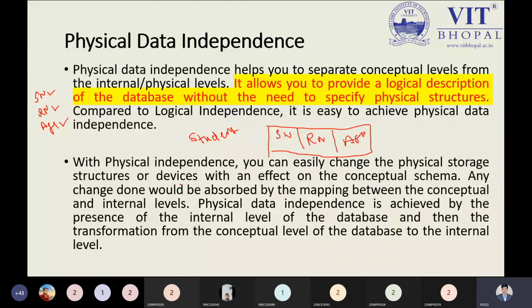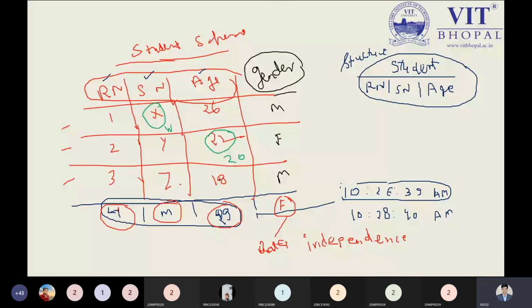When talking about physical data independence, note down the highlighted point: it allows us to provide a logical description of the database without needing to specify the physical structure. That was my point. If I add gender or an address column here, nothing will change. The logical structure will stay as it is; it will not move or be erased at any cost. So the data will be totally independent.